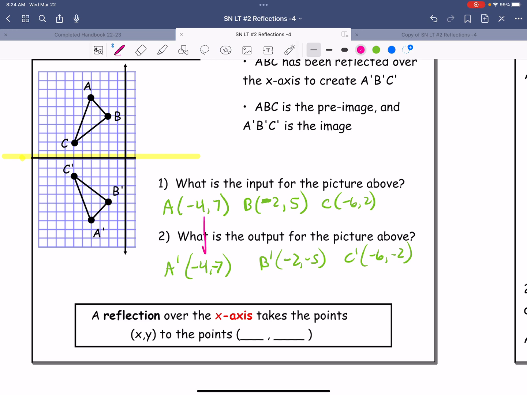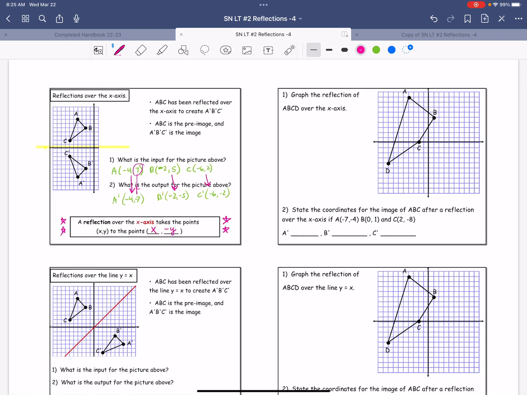What happened to point A to get A prime? (-4, 7) became (-4, -7). (-2, 5) became (-2, -5). (-6, 2) became (-6, -2). Well, in our pattern, the x stayed the same, but the y changed. The y became its opposite. So we say that (x, y) maps to the point (x, -y). And that's how we represent the pattern for a reflection over the x-axis. So that's what we're going to do here, use this pattern for the x-axis.